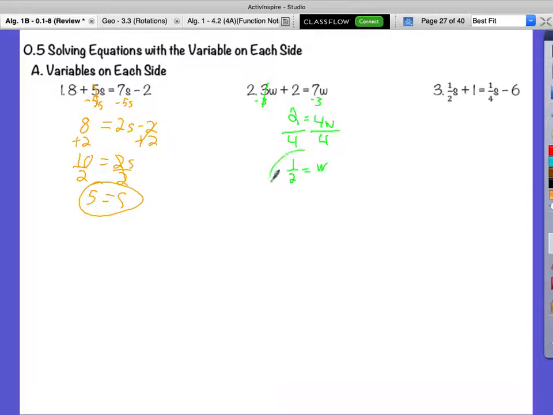Okay. So Tony here got 1/2 is equal to W. We had to first move the W's all together by subtracting 3W from each side. That deals with 2 is equal to 4W. Divided by 4, because that's what's happening with the W, and I get 1/2 is equal to W.